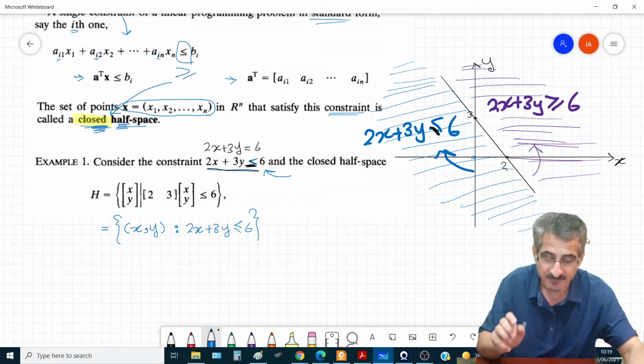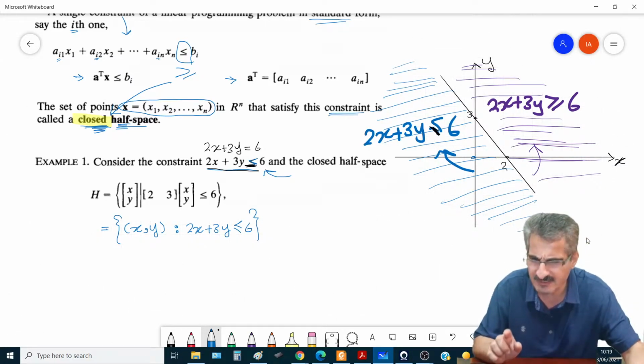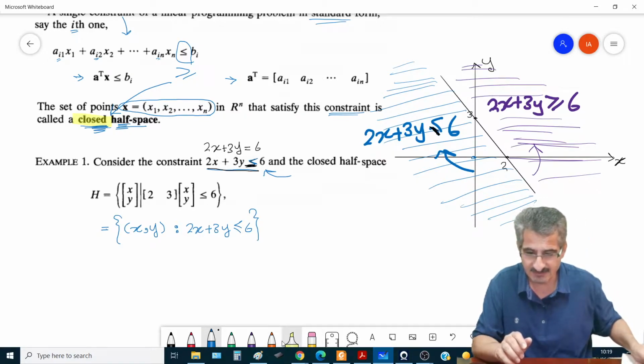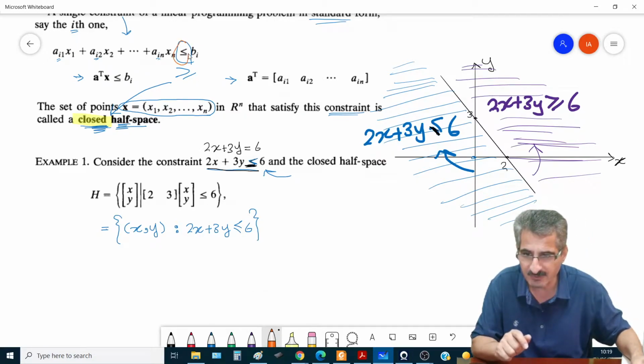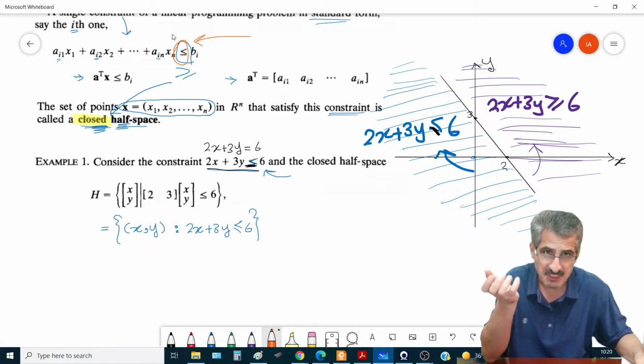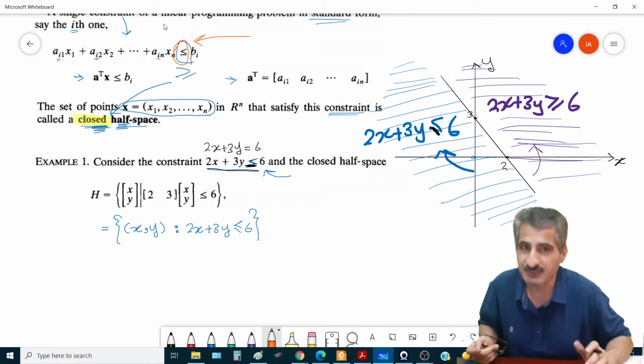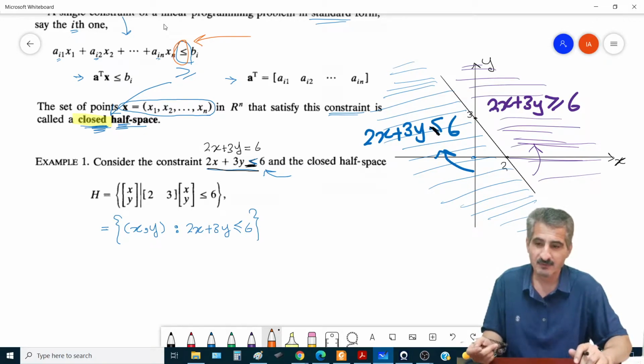Now what if it is an equality? Again, what if we have equality here? What will we call it? A line. That's in 2 dimension. What if we have equality in 3 dimension? We call it a plane.